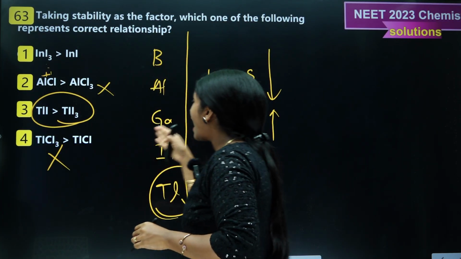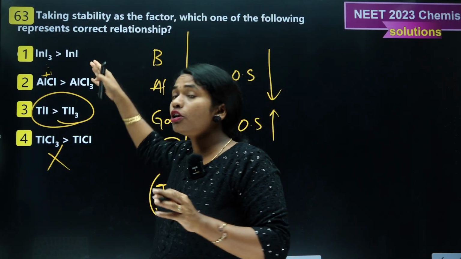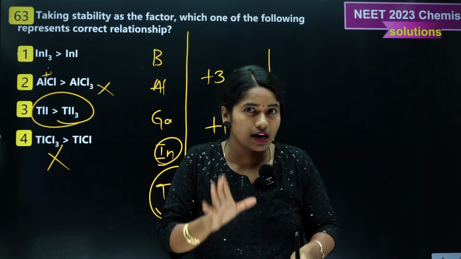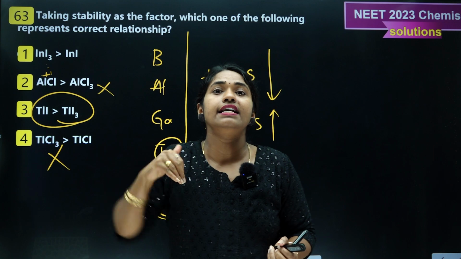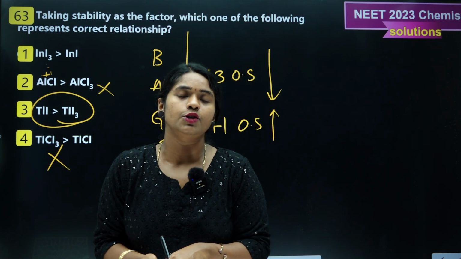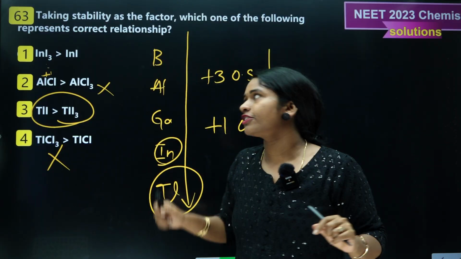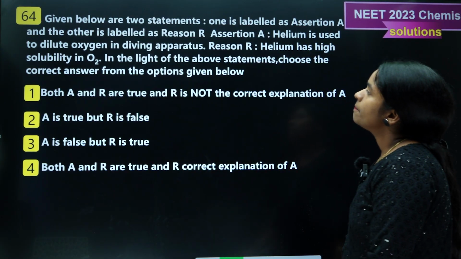Here for indium, they have given +3, so we can mark this option also, because +3 is more stable. But according to the question, we can understand that from top to bottom, +3 stability decreases and +1 stability increases. So they have given the question with respect to the inert pair effect. Based on that, the third option is the correct answer.